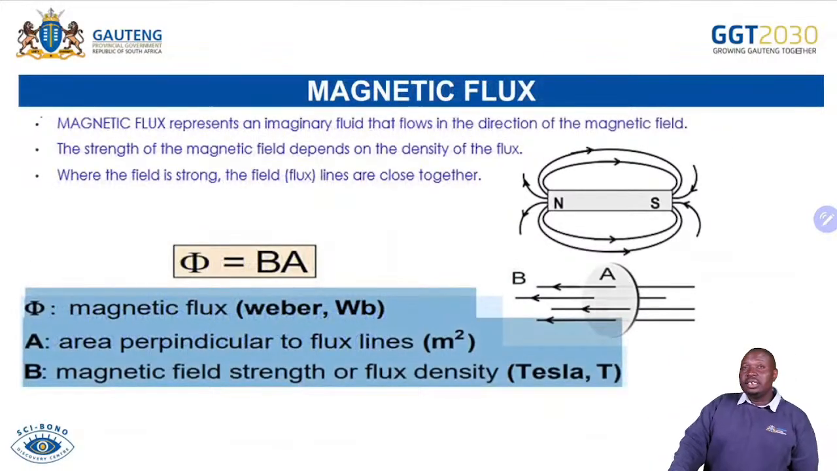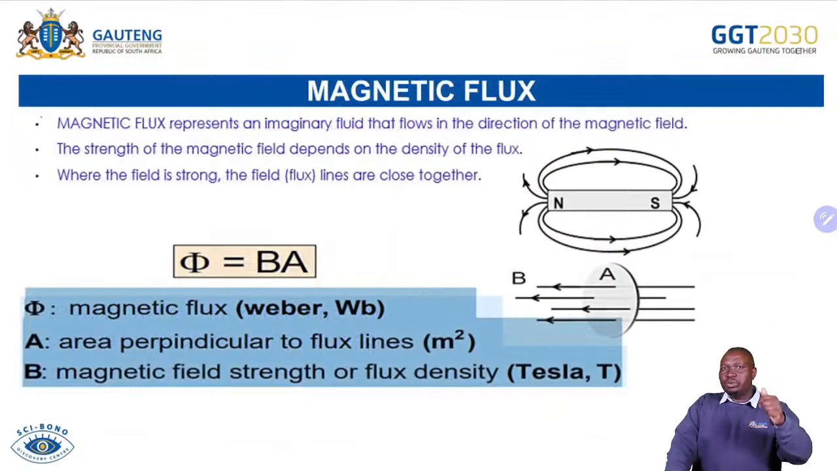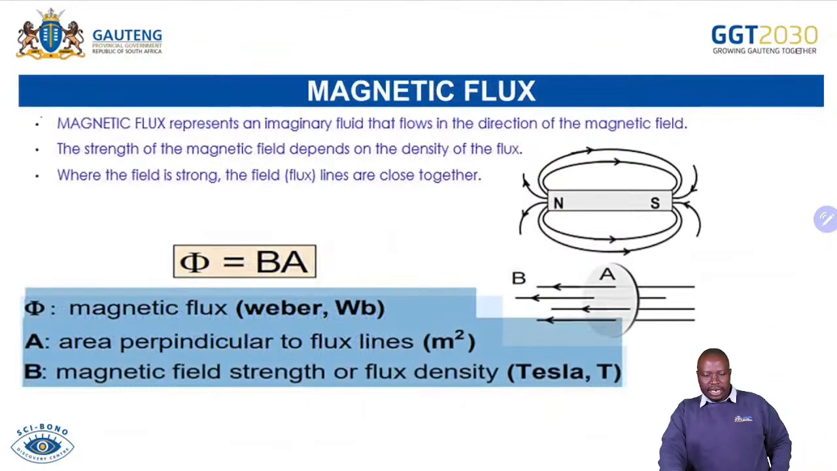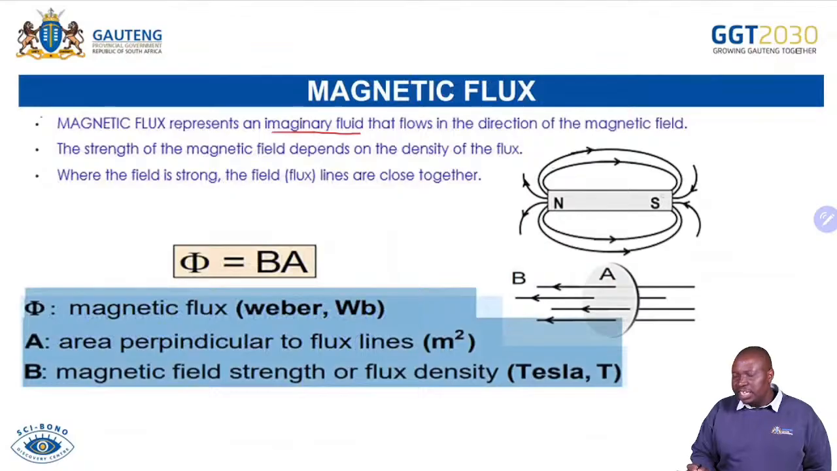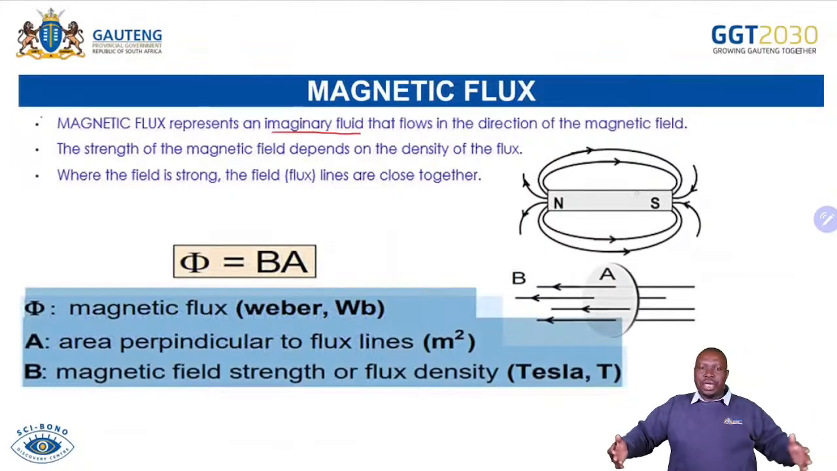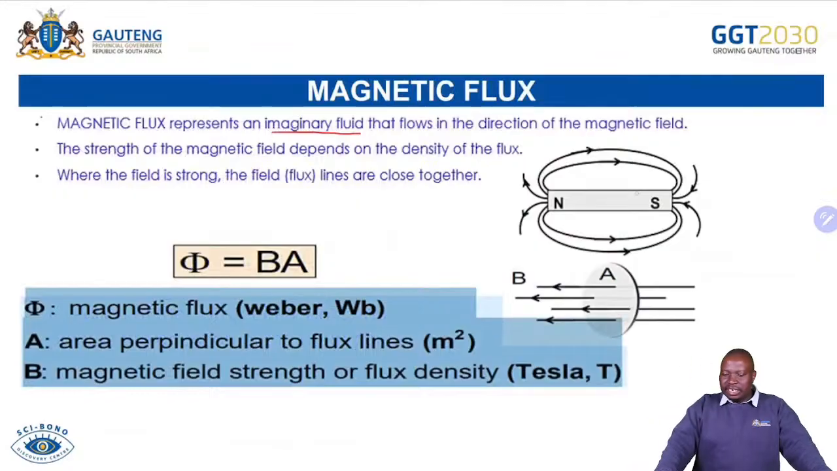Magnetic flux, we talked a lot about it. It's important. When you know magnetic flux, you know this section. You know how it's generated. We talked about how we generate it. We're saying it represents an imaginary fluid, so you look at these lines as being like a fluid that is flowing from the north to the south. That is our magnetic flux.